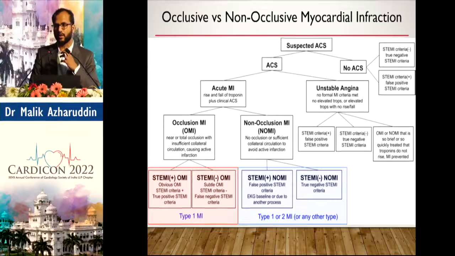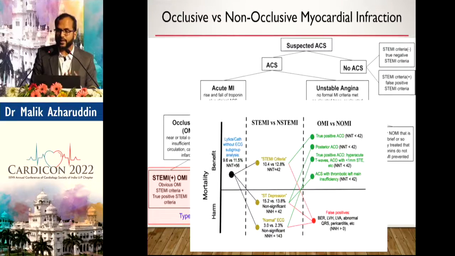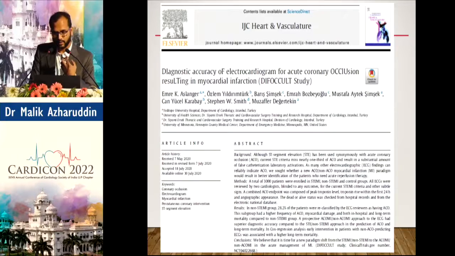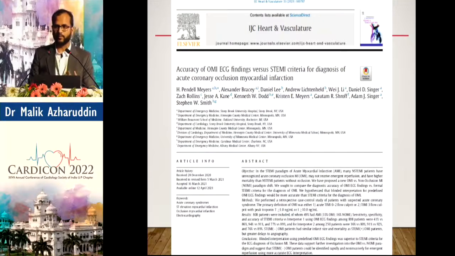STEMI is, of course, the most appropriate and easy way, but we can improve upon this STEMI paradigm by identifying other markers of acute coronary occlusion. And recently data is coming up, and there are at least 2 good studies published which have shed more light on this.